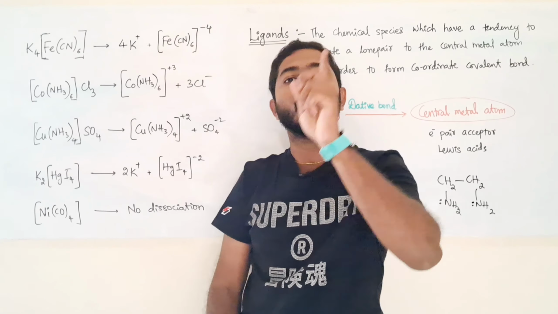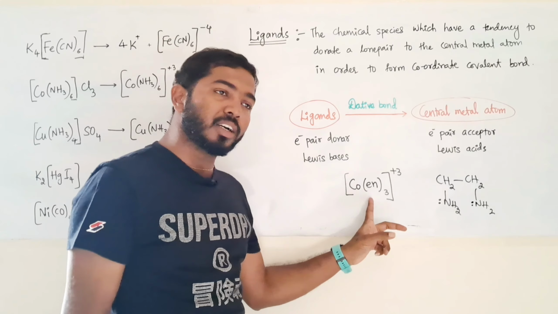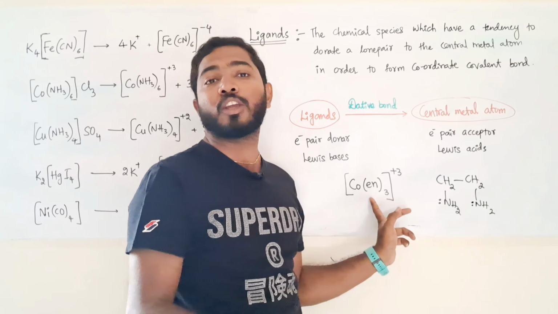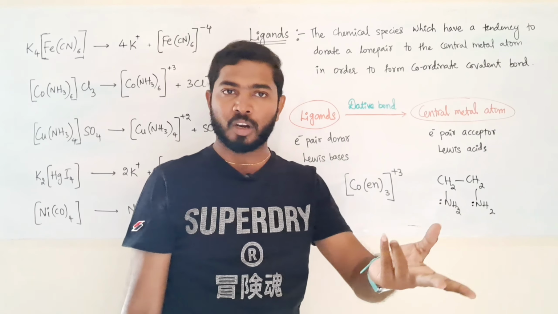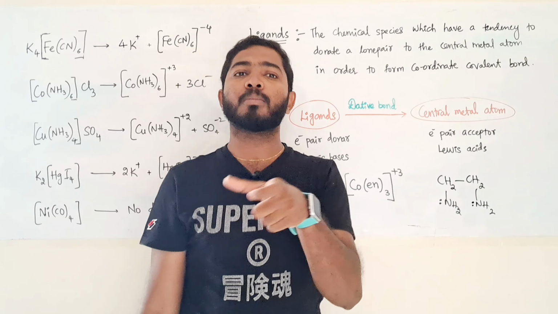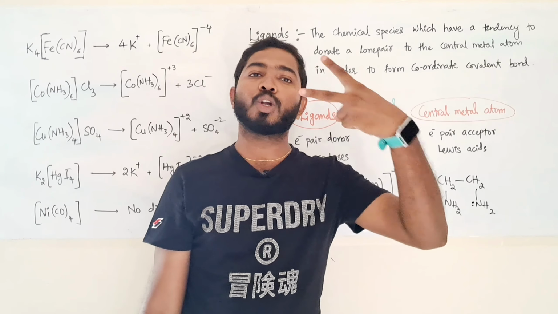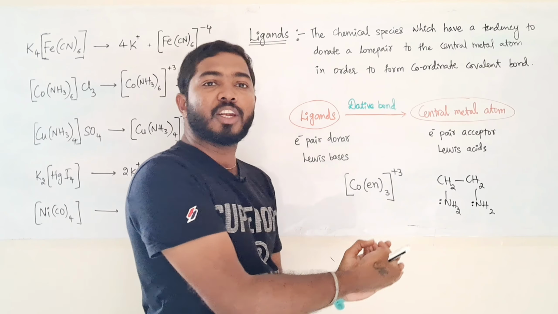They all can give only one electron for the dative bond formation. Whereas here, one such en molecule can donate two lone pairs to form two dative bonds. So finally, what we can conclude is that one such en molecule can donate two lone pairs to form two dative bonds. So 6 is the coordination number here.